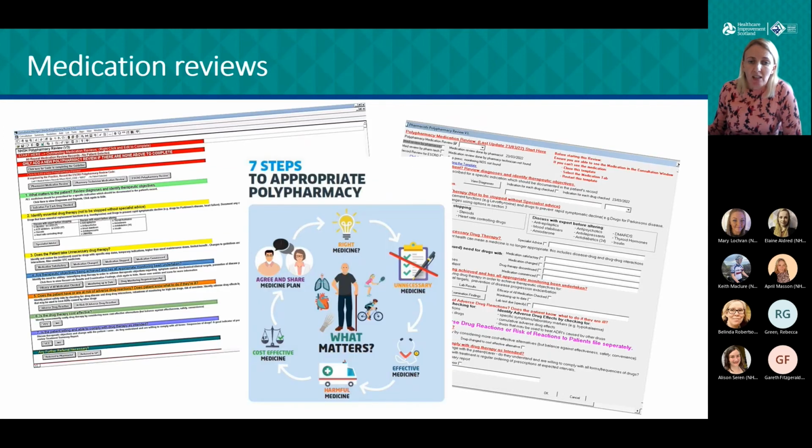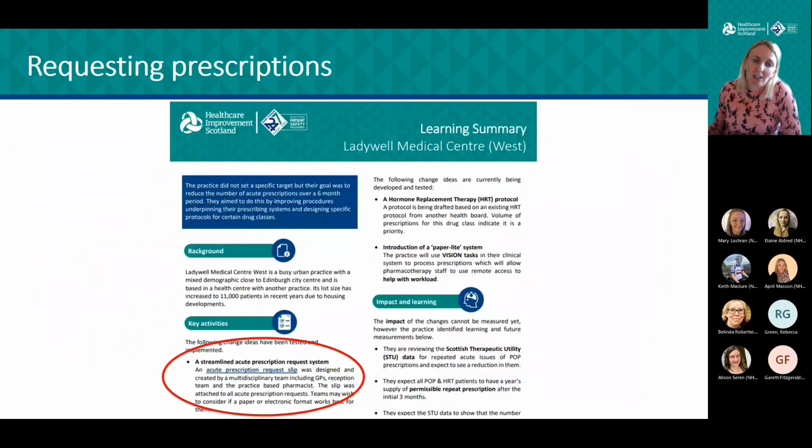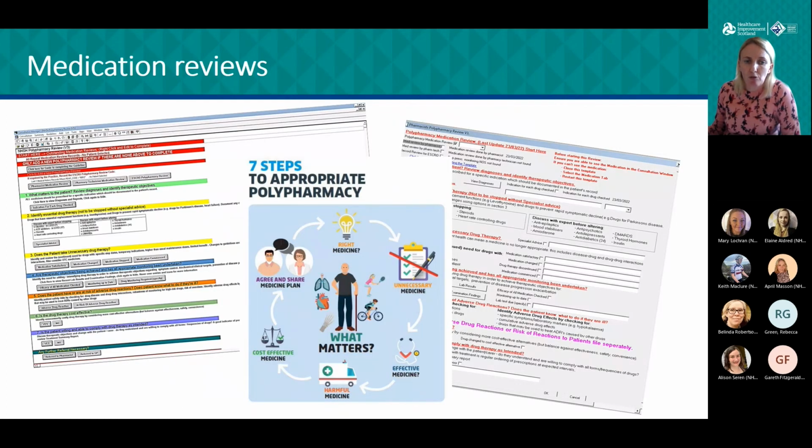We have a learning summary in the toolkit from Ladywell Medical Centre West, and they introduced an acute prescribing request slip to support their prescription request procedure. And this was for internal use rather than patient facing, and it sits alongside the third change idea, which, if we move on to the next slide, is medication reviews.